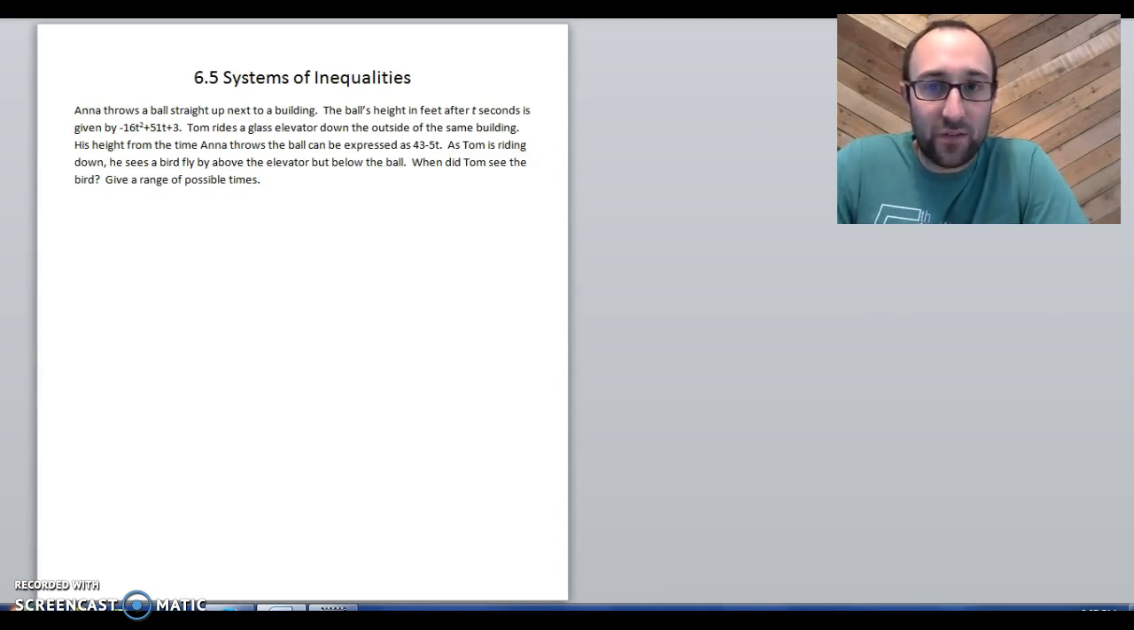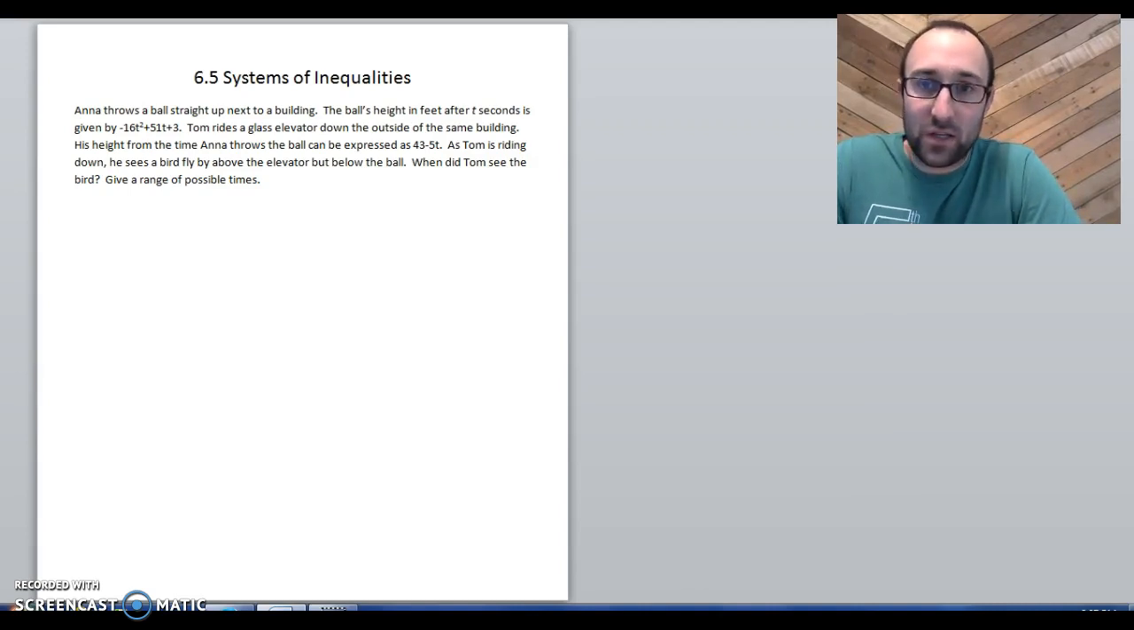Tom rides in a glass elevator down the outside of the same building. His height from the time Anna throws the ball can be expressed as 43 minus 5t. As Tom is riding down, he sees a bird fly above the elevator but below the ball. When did Tom see the bird? Give a range of possible times.